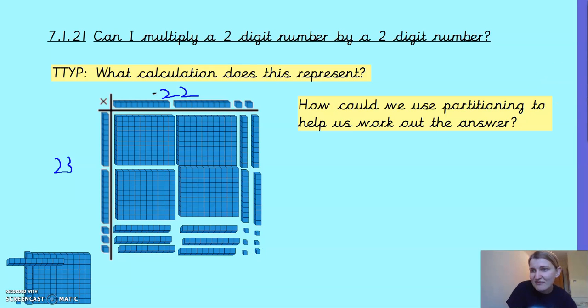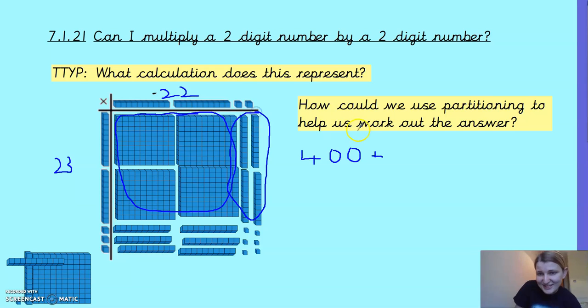So if I have a look, I've partitioned it and I'm going to count my hundreds, my 10s and my 1s. So I can see here I've got 400s, which is the same as 400. I've then got 4 10s, which is the same as 40. I've got another 6 10s, which is 60. And then I've got my 6 at the bottom.